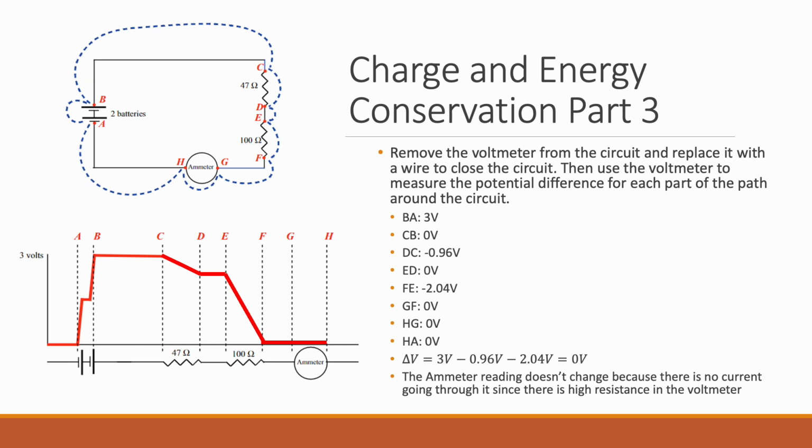Then we removed the voltmeter from the circuit and replaced it with a wire close to the circuit, then used the voltmeter to measure the potential difference for each part of the path around the circuit. These are the potential difference values I got from each part of the path. After adding all the parts, which was 3 plus negative 0.96 plus negative 2.04, I got the round trip to equal 0. And the ammeter readings don't change because there's no current going through it since there's a high resistance in the voltmeter.